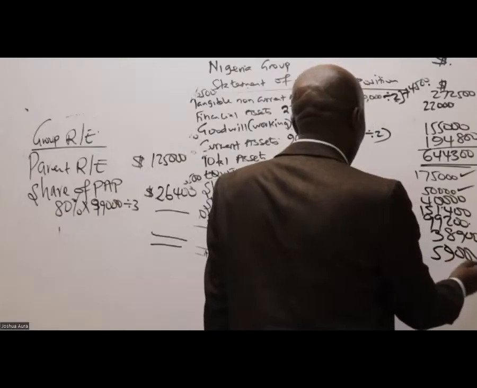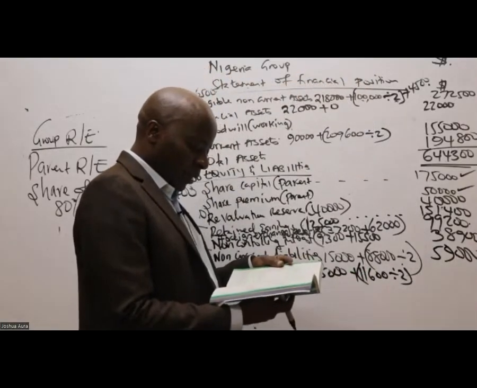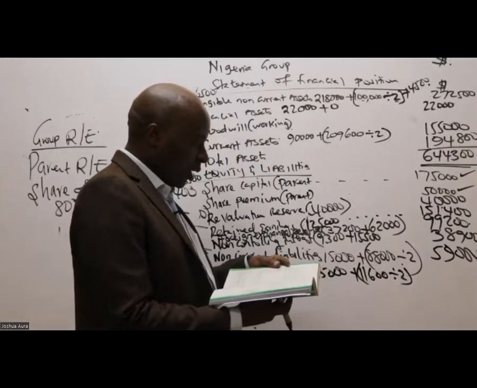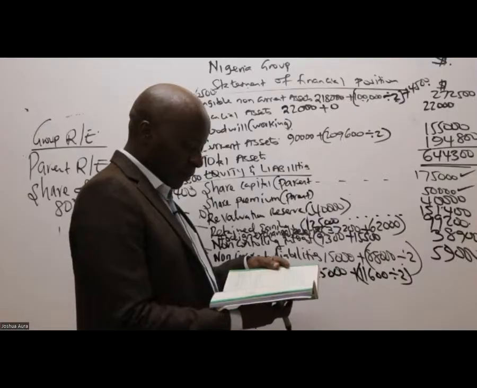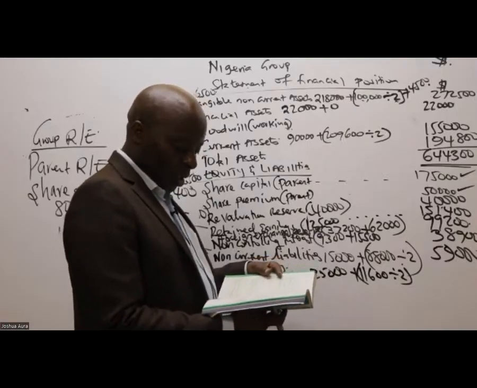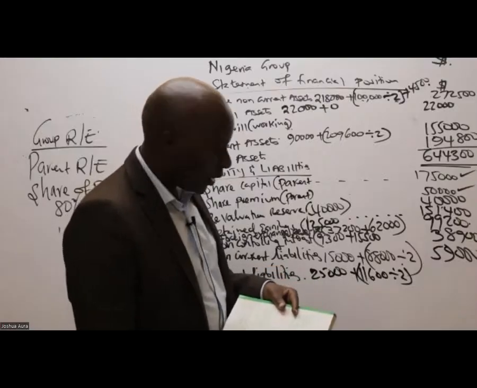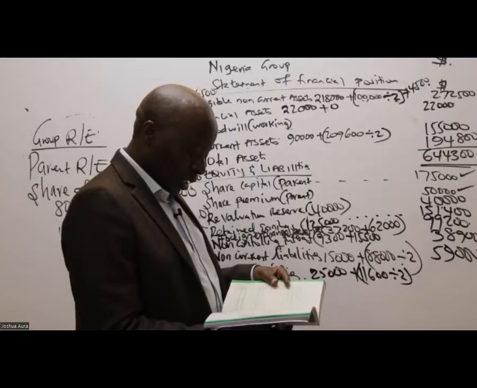And then we have the very last one, which is the current liabilities. What do we have there? Somebody, current liabilities. Current liabilities, 83,000, eh?